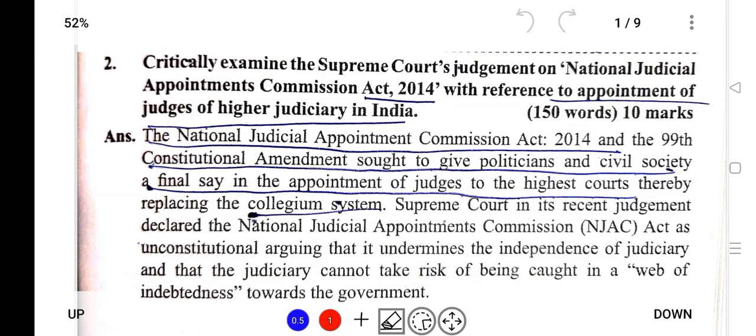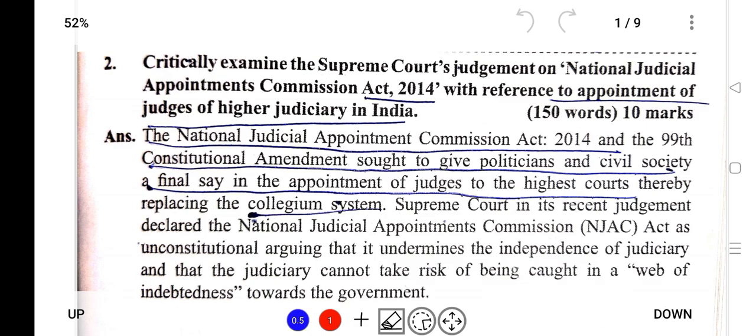So, hello guys, today I'll be explaining the UPSC mains answer rating for Polity, Science and Technology, and International Relations.